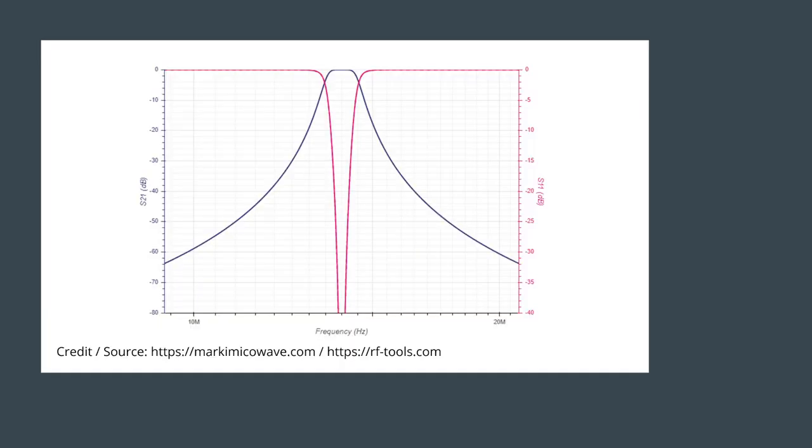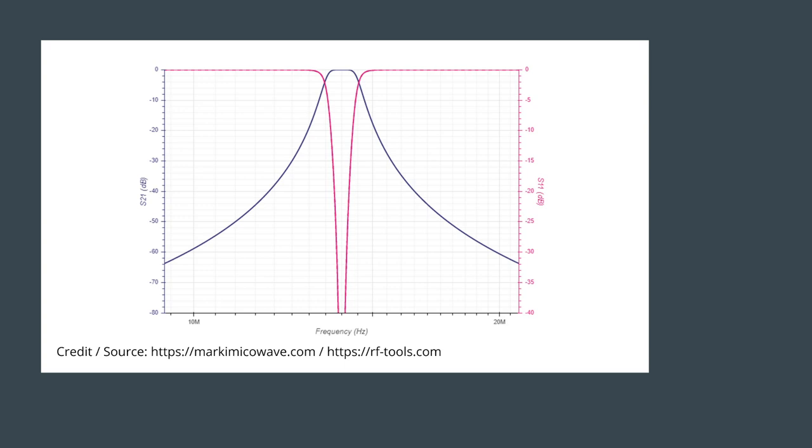So I want to credit a source. This is from Mark I Microwave or rf-tools.com. And what you can see here is a graph. It is depicted on its vertical axis in power or decibels and its horizontal axis in frequency. And this is what we would call a 20 meter, 14 megahertz bandpass filter depiction. The blue line represents the frequencies as they are attenuated. So you can see in the middle, we have 0 dB of attenuation, and lower we go as we move to the right and left of those frequencies.